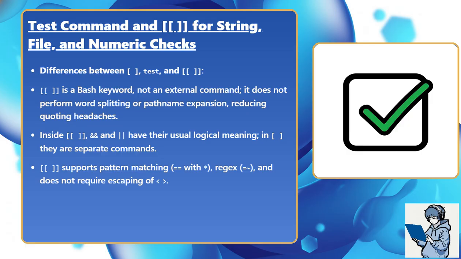In [ ], they are separate commands. [[ ]] supports pattern matching with = and *, regex with =~, and does not require escaping of < and >. Example combining checks: if [[ -d $dir && -w $dir && $files -gt 0 ]]; then echo "writable non-empty directory"; fi.